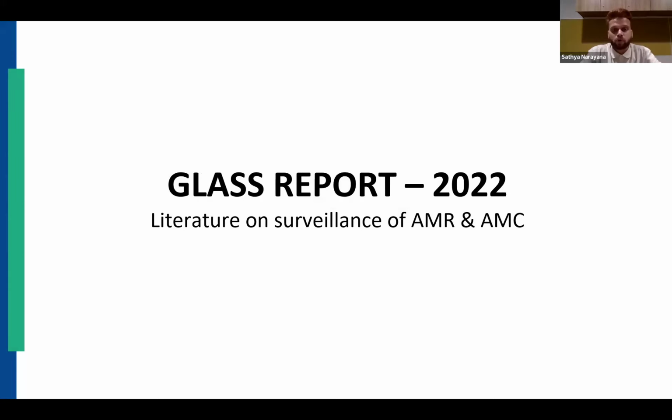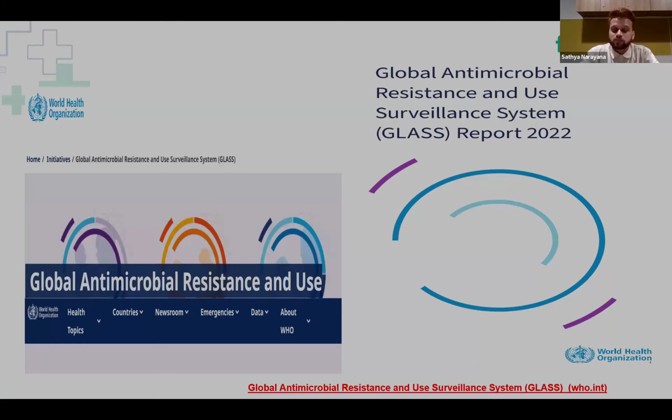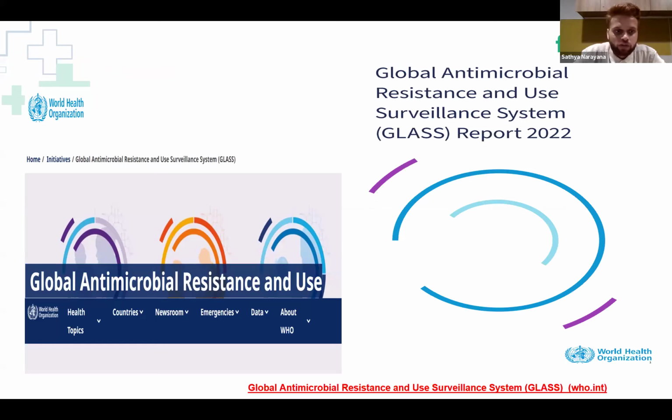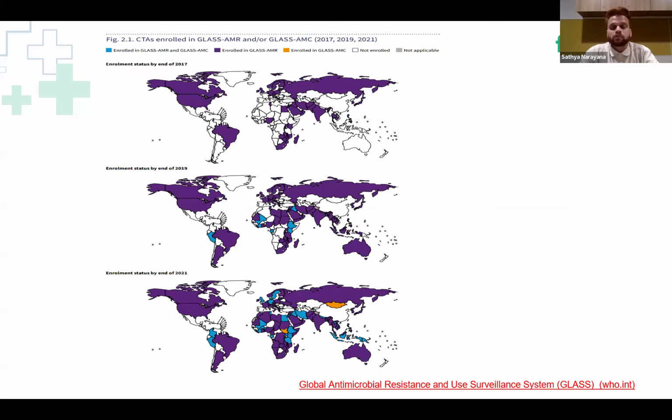And this is one of the reports that was given by WHO. This report is called the GLASS report, nothing but the Global Antimicrobial Resistance and Utilization Surveillance System. This GLASS report gives the antimicrobial resistance rates all over the globe, and the antimicrobial consumption rate all over the globe, and how the relation between antimicrobial consumption and antimicrobial resistance works, and how the resistance has increased. So this report talks about all these things.